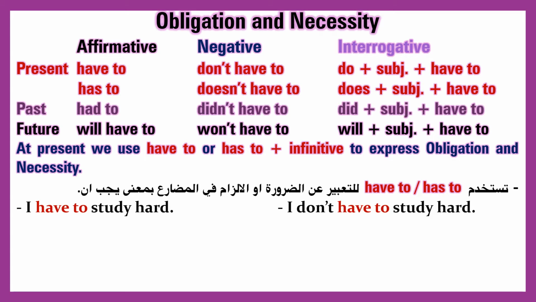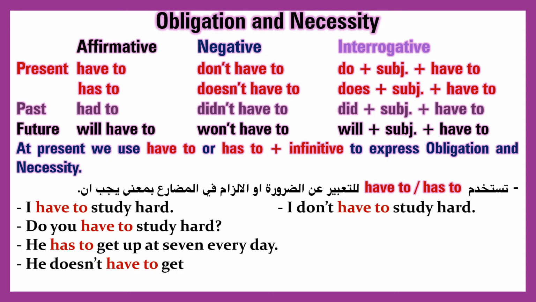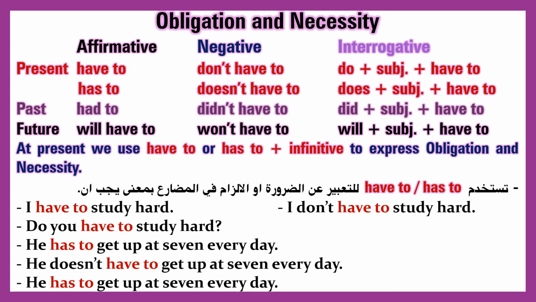At present we use have to or has to and infinitive to express obligation and necessity. I have to study hard. I don't have to study hard. Do you have to study hard? He has to get up at 7 every day. He doesn't have to get up at 7 every day. He has to get up at 7 every day.